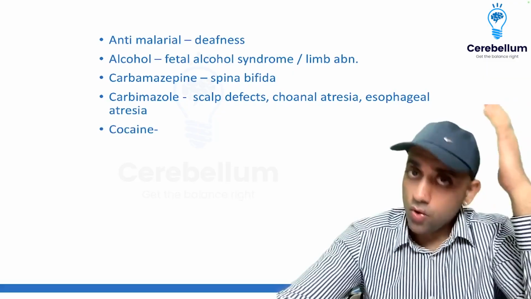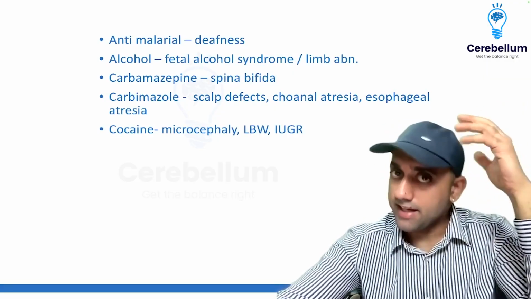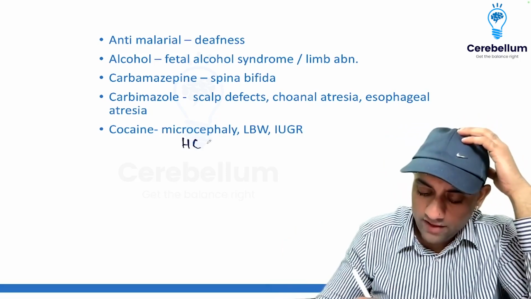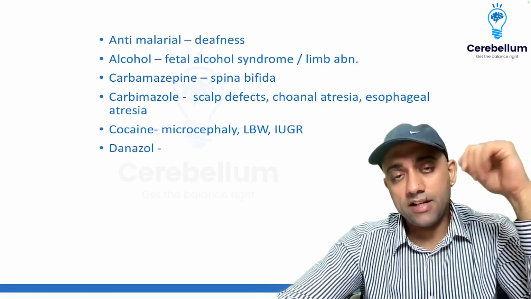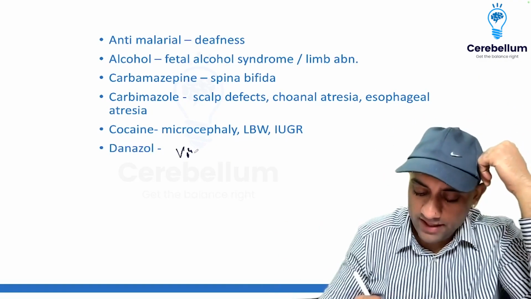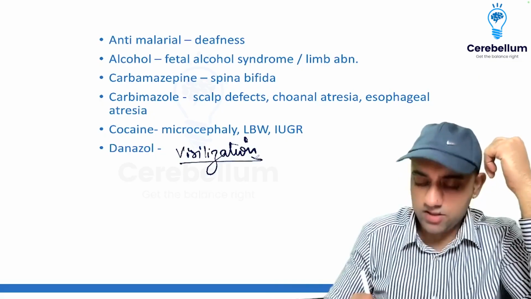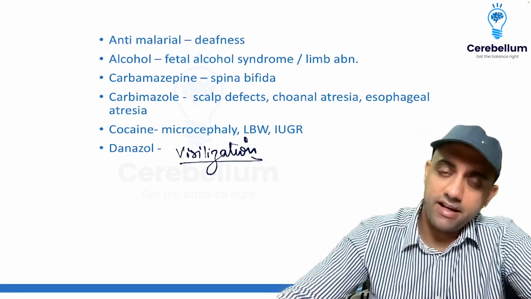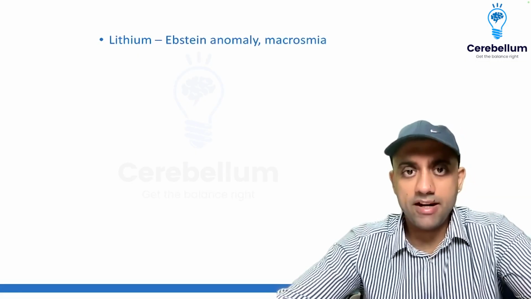If the mother has taken cocaine, the baby can have a small head known as microcephaly. Microcephaly means head circumference less than -3 standard deviations. If the mother has taken danazol, the baby can have virilization, meaning female characters in male and male characters in female. If the mother has taken lithium, we have done that, box shaped heart, Ebstein anomaly.